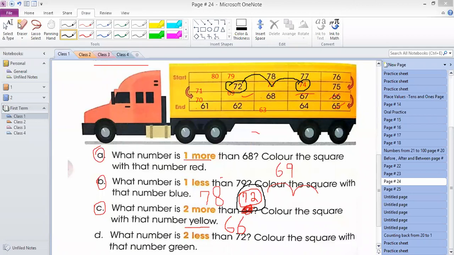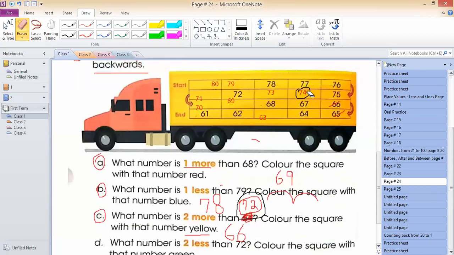Very good. Let's suppose I ask you, tell me the number which is 2 more than 76. So you have to find 2 more than 76. You will move forward 2 times. After 76, 1 time is 77 and 2 times is 78. So 2 more than 76 is 78. Is it clear? Yes, sir.